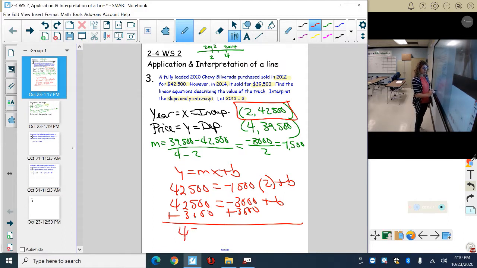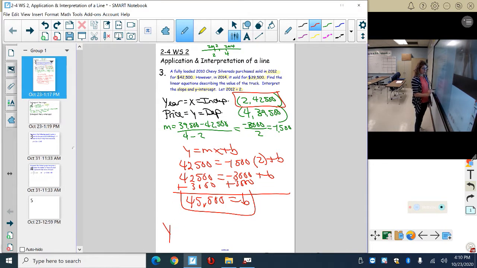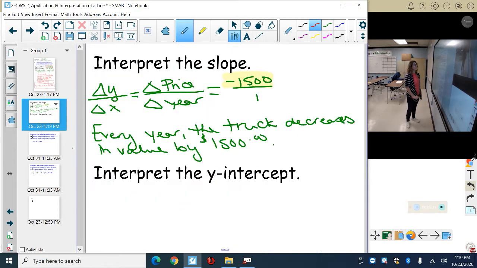And I have 45,500 is equal to b. So my equation is y is equal to negative 1,500 x plus 45,500. Now, this says to interpret the slope, or the y-intercept.